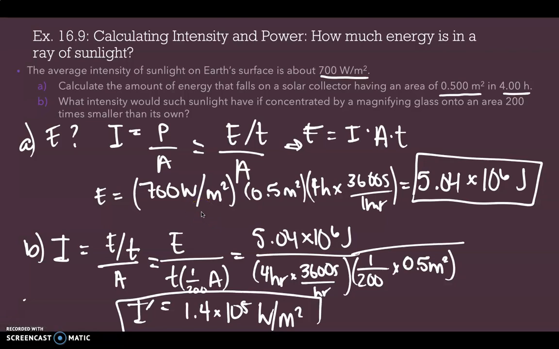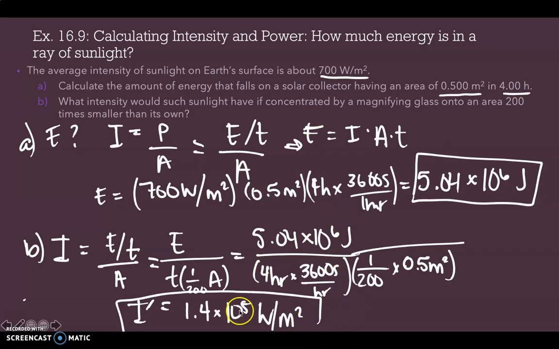Okay, so I was finishing up this example, and I just wanted to quickly compare these two intensities that we just looked at. We said that the average intensity of sunlight on Earth's surface is about 700 watts per meter squared. And we just calculated the amount of energy that would be on some solar panel. And then we calculated the intensity that the sunlight would have if it's concentrated by a magnifying glass on an area that's much smaller than its own.